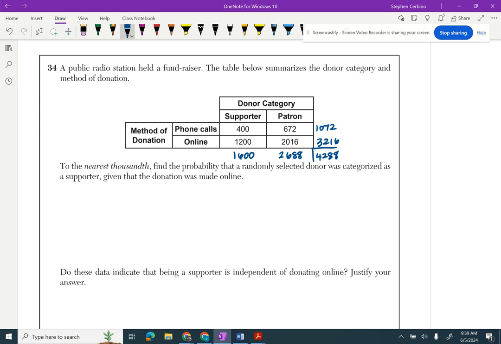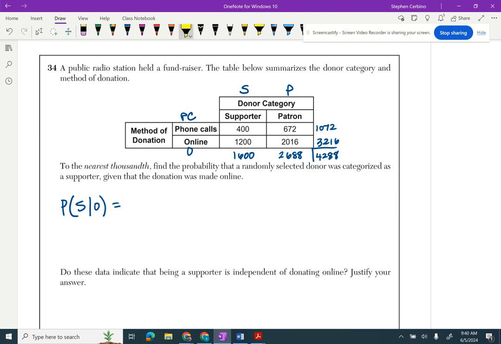Also, to make my life a little bit easier, I'm going to label some variables. So we'll say supporter is S, patron is P, phone calls we'll say is PC, since we don't want to use P twice, and online we'll use as O. So let's see what they ask us to actually find. It says, to the nearest thousandth, find the probability that a selected donor was categorized as a supporter given the donation was made online. So this is a conditional probability.